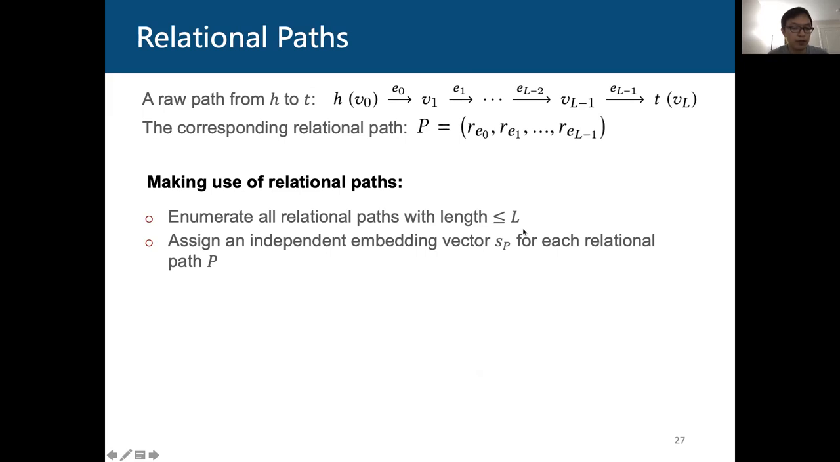To make use of relational paths, we go over every h, t pair in this knowledge graph, and we enumerate all the relational paths with length no more than R. And then we assign an independent embedding vector s_P for each relational path P.